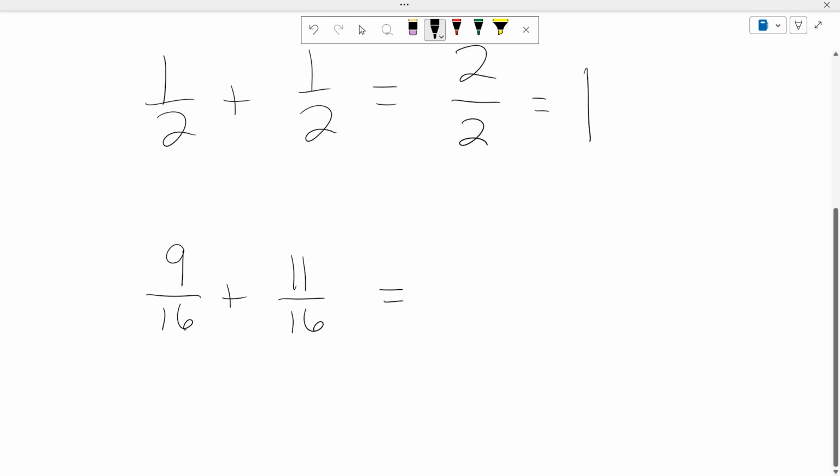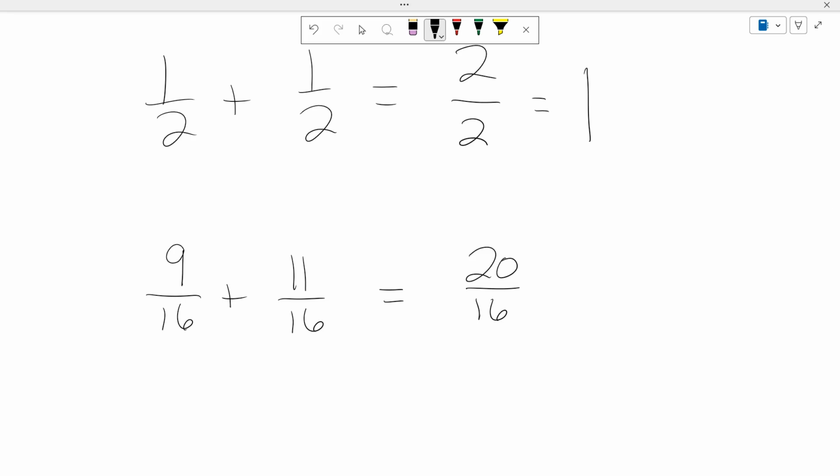Nine sixteenths plus 11/16. So, common denominator, we already have it. 9 plus 11 is 20. So we get 20/16. Now, this can be reduced.